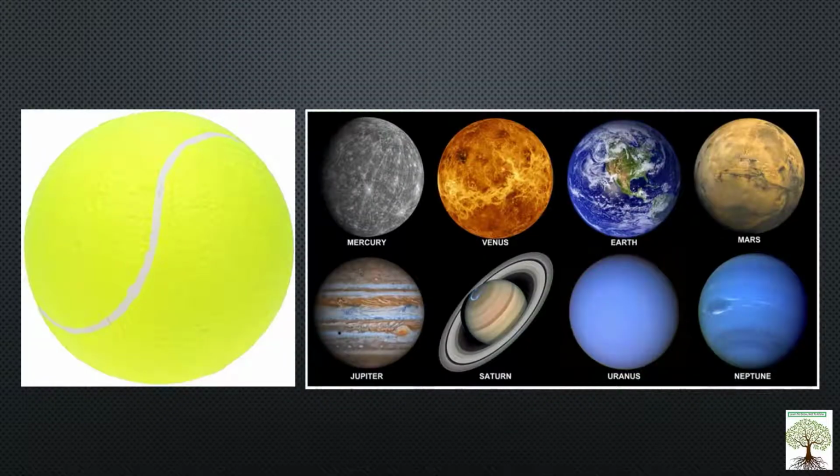Now observe these pictures and tell me what is the similarity between these two pictures. The left hand side is a tennis ball, and the other side is all the planets. So what is the similarity between all planets and a tennis ball? Yes, they both are round in shape, or you can say spherical in shape, right?